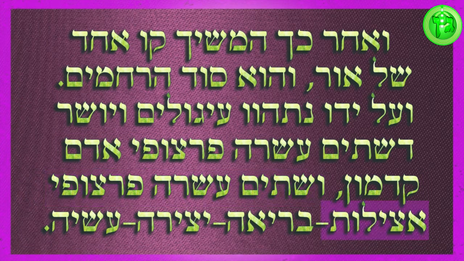Ve-12 Partzufei Atzilut, Beriah, Yetzirah, Asiyah. Additionally, this was also the case with regards to the formation of the circular and linear distinctions of the 12 Partzufim of the other four worlds, known as Atzilut, Beriah, Yetzirah, Asiyah, or in abbreviations, Abiyah.